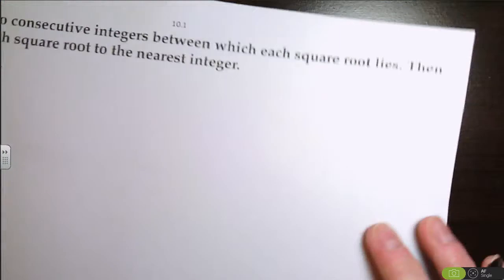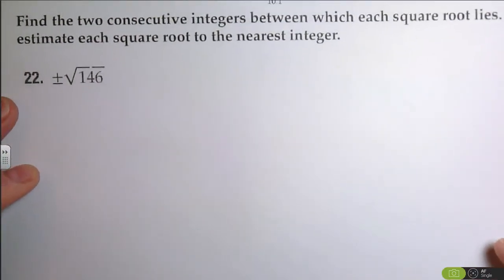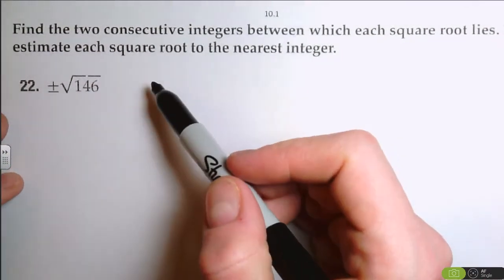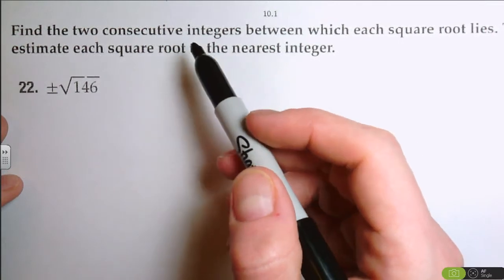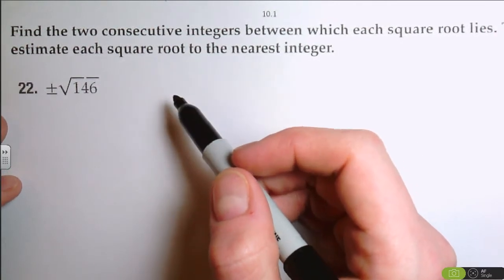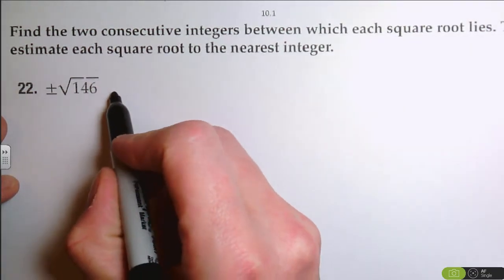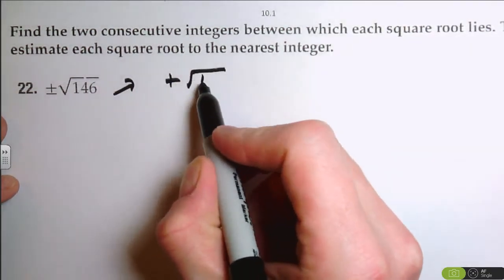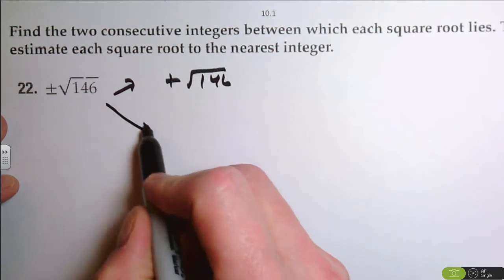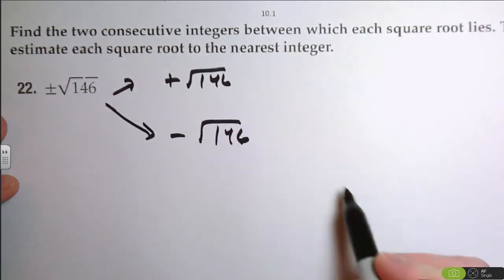Okay, next set of problems to take a look at from 10.1. Trying to figure out which number this lies between. Estimate it to the nearest integer. This is tough because there's two actual problems here. There's positive root 146, and then there is negative root 146.